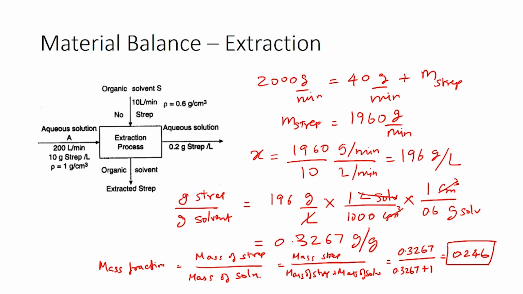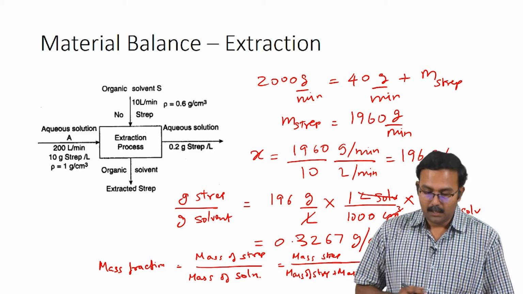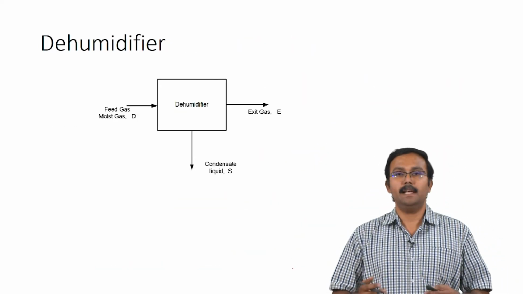I hope you were able to follow this problem. Please try this problem by yourself so that you would be able to understand the fundamentals which are explained here. This is a simple example problem which uses the concepts of mass fraction and mass ratio and also explains how material balances can be written for this type of system. Let us move on to the next type of process.